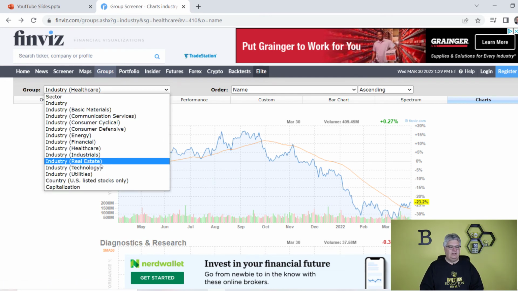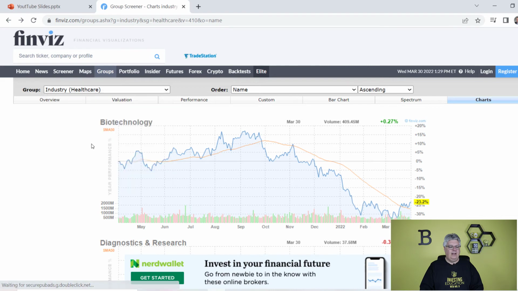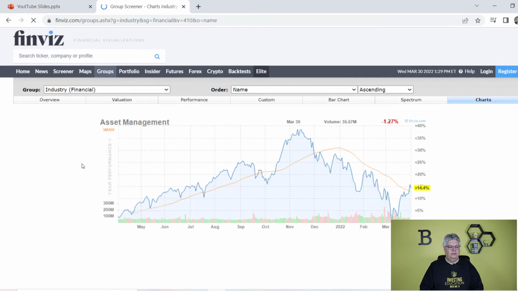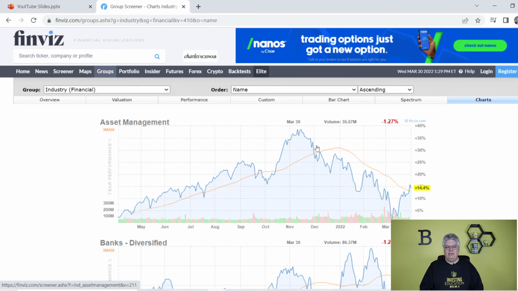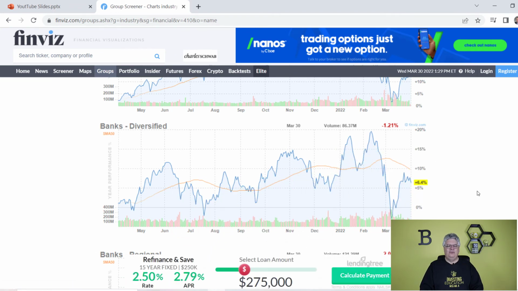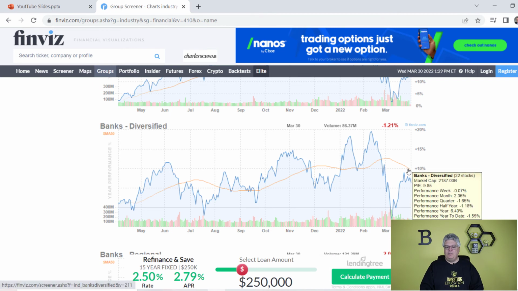Like let's say I was interested in financial, right? So I just have to click the right button. You can see how the financials charts are, like diversified banks. I mean, they're up and down all over the place with things going on with interest rates and inflation. So here we're below that 50-day moving average, it really plummeted down, and now it's kind of coming back, and will it pop through that?